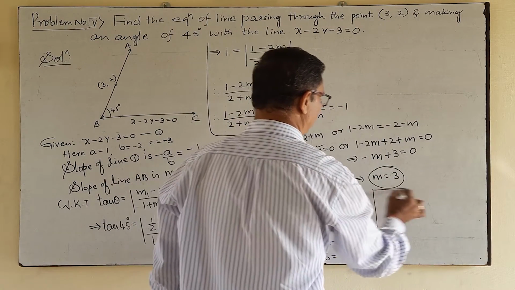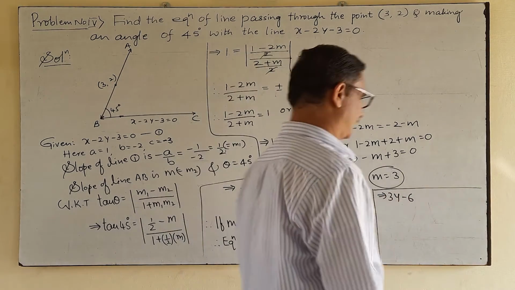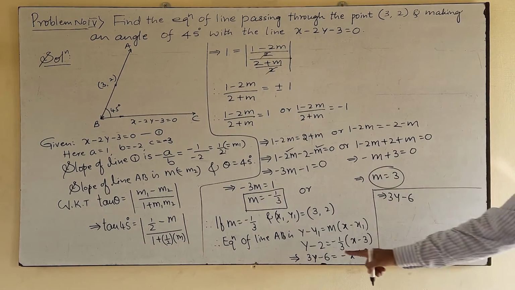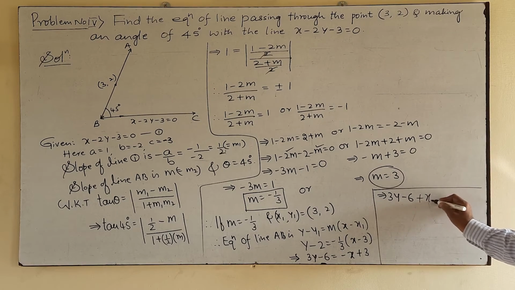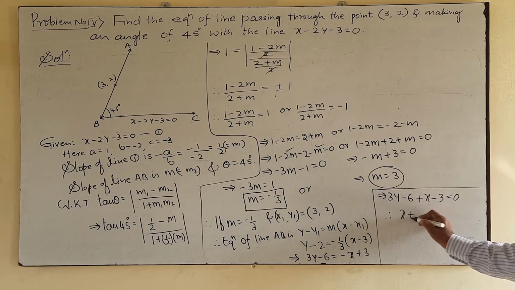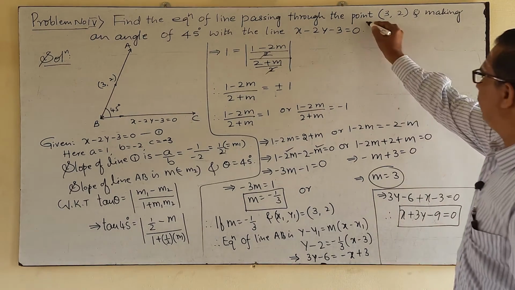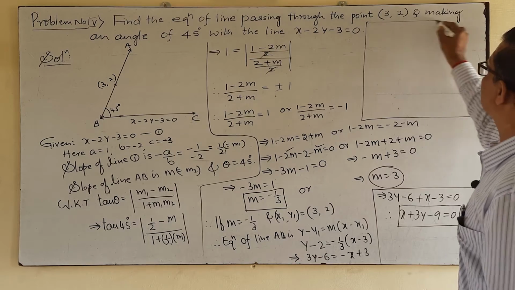See what happens, this implies 3y minus 6. Take equal on right side. Minus into minus plus x. Minus 3 is equal to 0. Therefore, x plus 3y minus 6 minus 3 minus 9 is equal to 0. This is case 1. Another case, case 2.